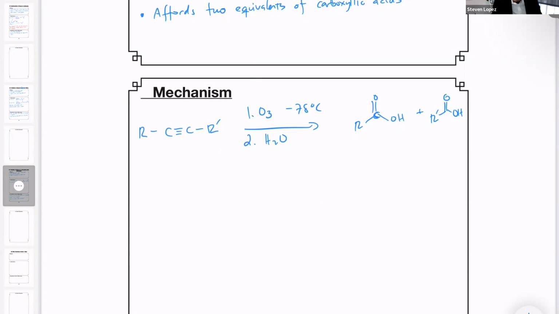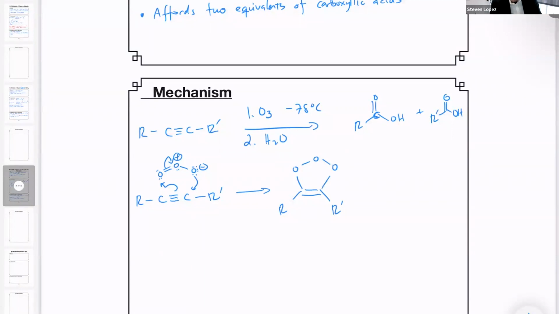So the first step is a 1,3-dipolar cycloaddition of ozone to the alkyne. So three arrows all moving at the same time. So this is a concerted reaction and would end up being a stereospecific reaction. In the case of the alkene, the product is known as a primary ozonide. And it looks like this.